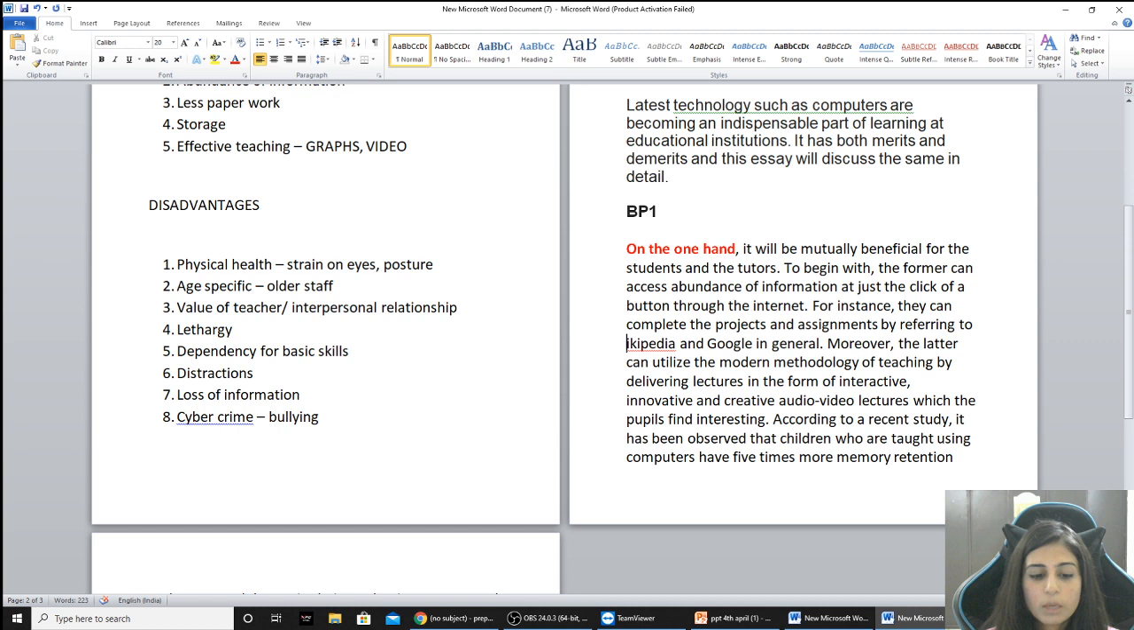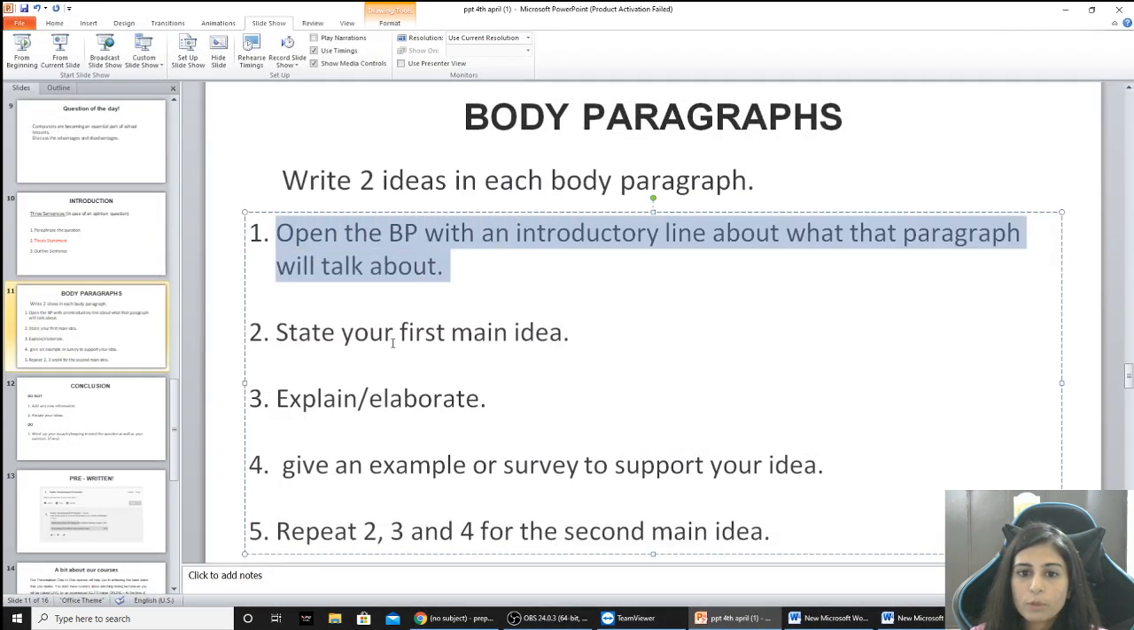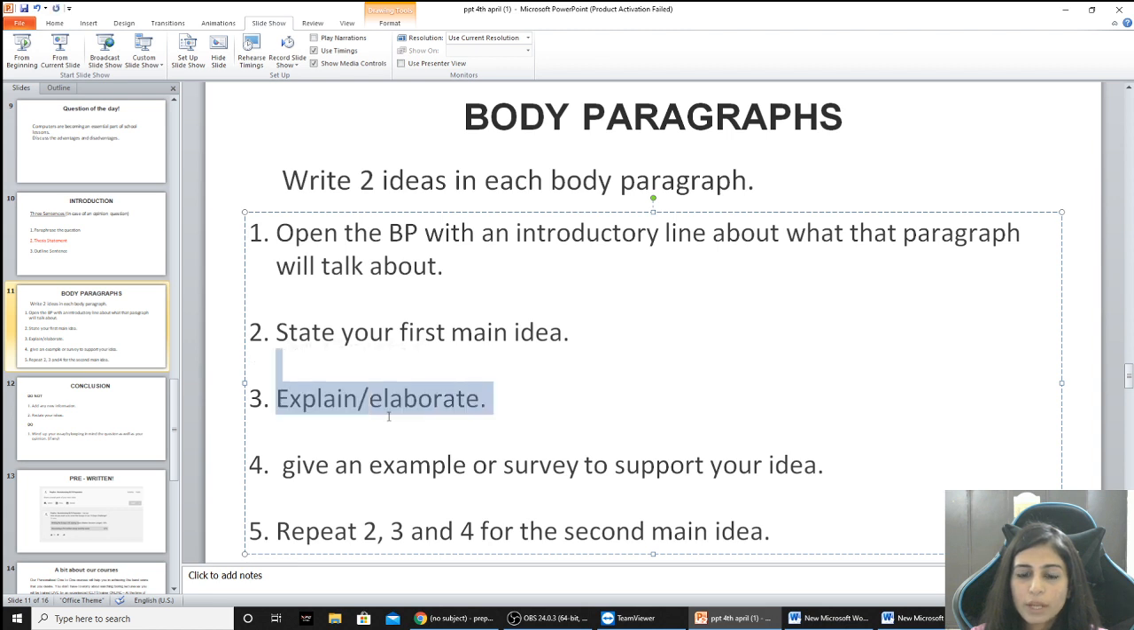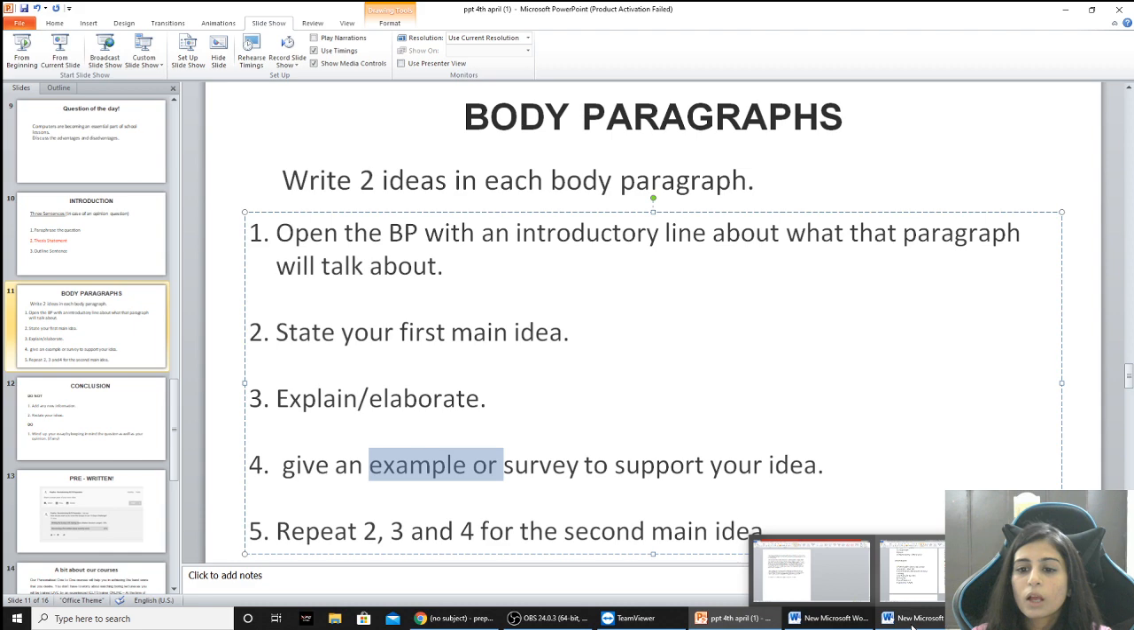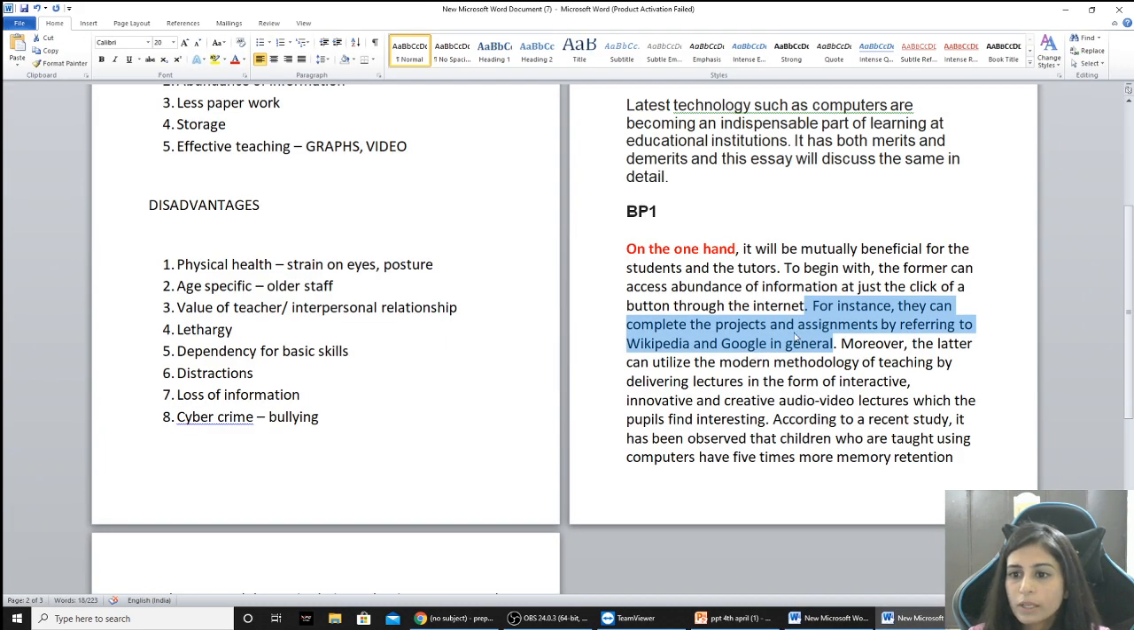So they can use Wikipedia and learn a lot, and Google in general. So this is our example. So what have we done? We have given one opening statement, our main idea, we have elaborated it, and we have given an example which is Google and Wikipedia. So this is what we have done. Then we have started with our second point, which is moreover. This again is your connector here, and also for instance is also a connector. The latter, so latter here refers to the tutors.